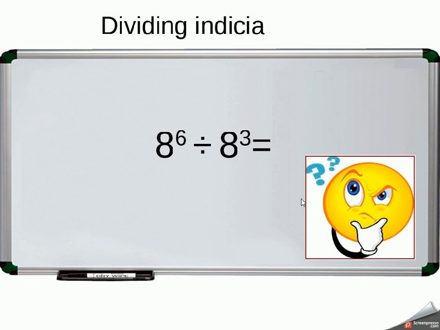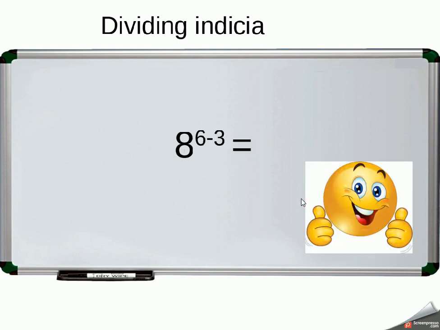Dividing the indicia then, again, if the bases are the same and the powers are different, following the pattern of the multiplication, all we've got to do is take the second power away from the first power. So it's 8 to the power of 6 minus 3. In this case, 8 to the power of 3.